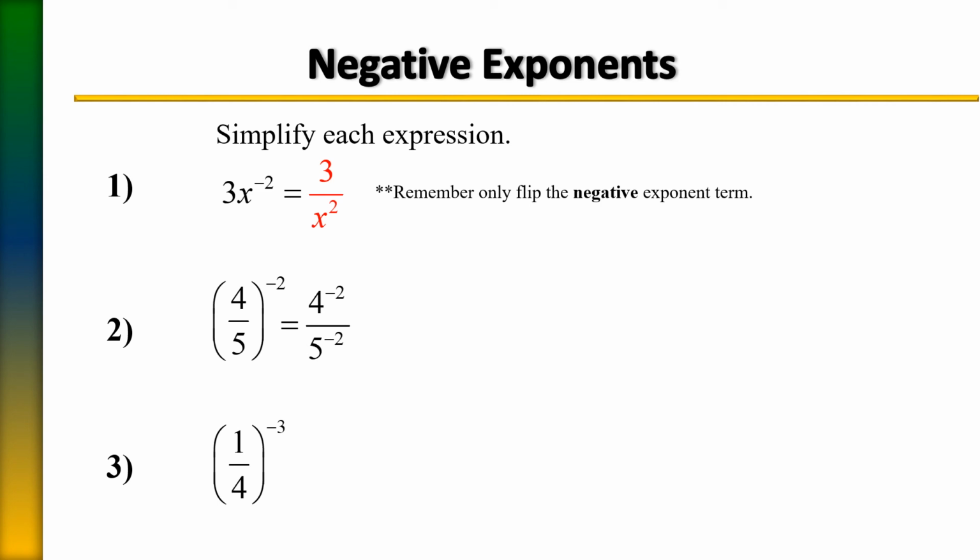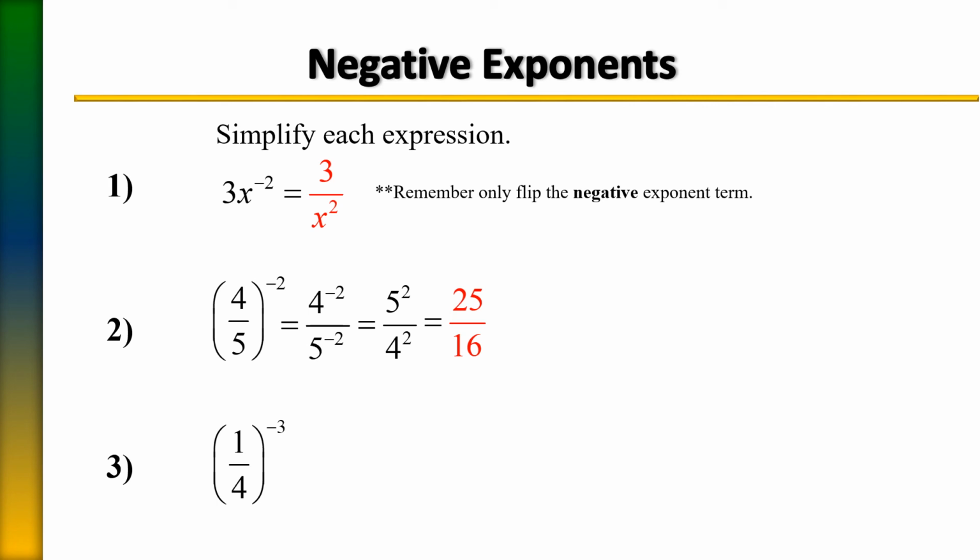That flipping process makes those exponents a positive, so now all we have to do is square these numbers. On top, 5 squared is 25. On the bottom, 4 squared is 16, and your answer is 25 over 16.